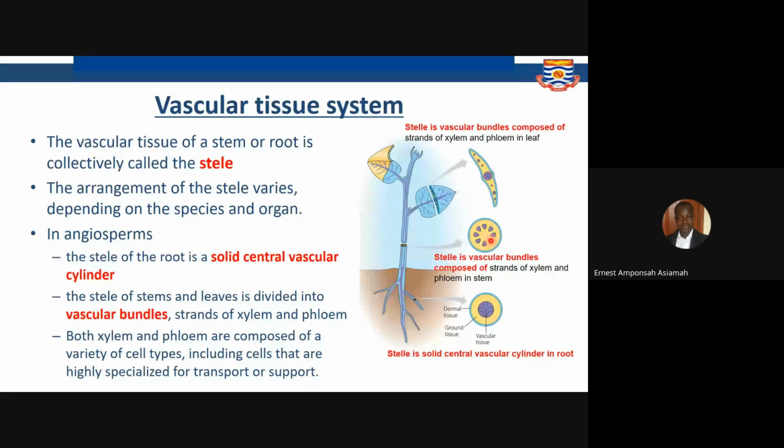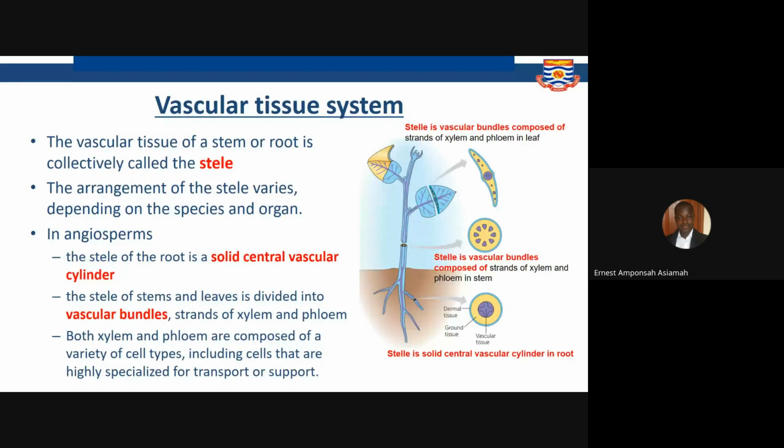But when you come to the shoot, the stem, then the vascular cylinder, the vascular tissue, which is supposed to be a cylinder, is now divided into various bundles. So you have strands of xylem and phloem. And also, when you come to the leaves, you see that they don't occur as one. You even have one in the center, then others occurring away from the center. So this vascular tissue has different arrangements in the species and also the organs.